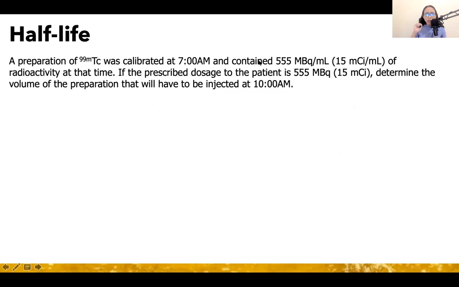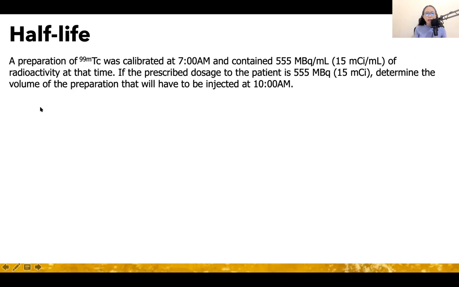So, if we just analyze the problem first, at 7 a.m., we already have the required dosage, which is 555 megabecquerels per ml, but it needs to be administered at 10 a.m. So, this means that we need to administer more than 1 ml of this metastable technetium-99 sample, right? Because as time passes by, this radioactivity measured at 7 a.m. decreases. So how do we compute for that volume?